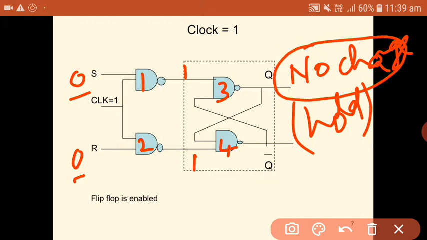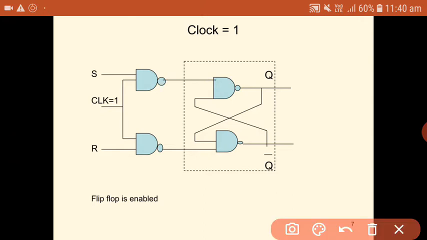You will be getting no change in the output. That means the output is in the hold state. If Q is equal to 0, then the output will be equal to 0. If Q is equal to 1, then the output will be equal to 1. So whatever the previous state is, that will be continued even for the S equal to 0 and R equal to 0 combination. So this is one combination.